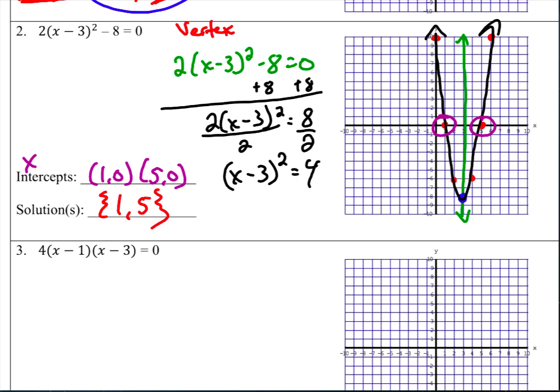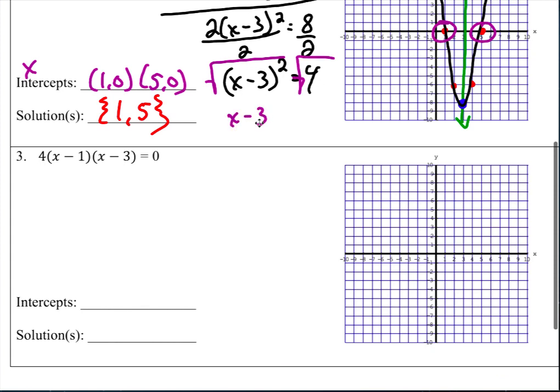Okay, the next step is just a little bit different. We want to unsquare it. So to unsquare something, we take its square root. So the square root of x minus 3 squared is x minus 3. The square root of 4 is both positive 2 and negative 2. So I actually get 2 different solutions. So I'm going to solve it 2 different ways: x minus 3 equals positive 2, and x minus 3 is equal to negative 2, because I want to allow for both of those possibilities.